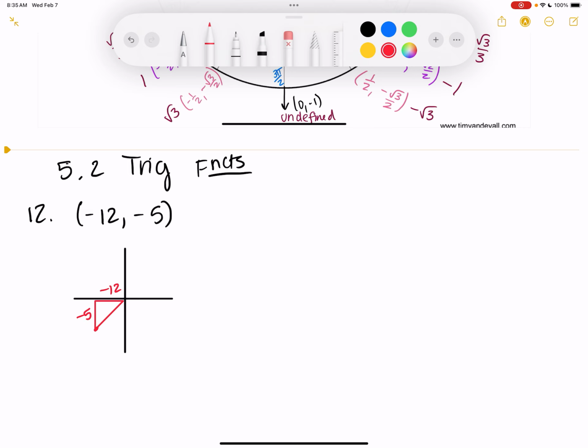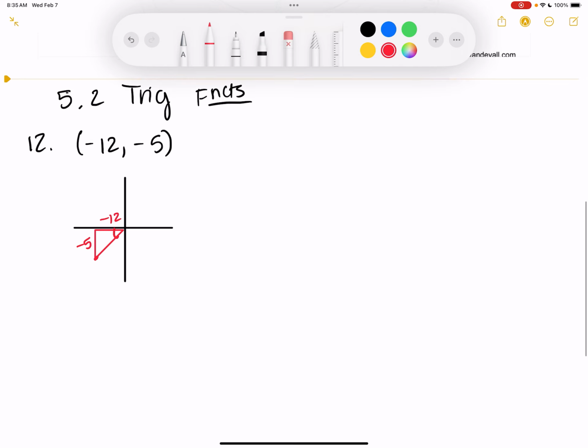And we need to solve for the third side so that then we can find all 6 trig functions of that angle that I just arced off there. How would I find the third side of this right triangle? Geometry stuff, right? It's the Pythagorean theorem: A squared plus B squared equals C squared. So -12 squared plus -5 squared equals C squared.